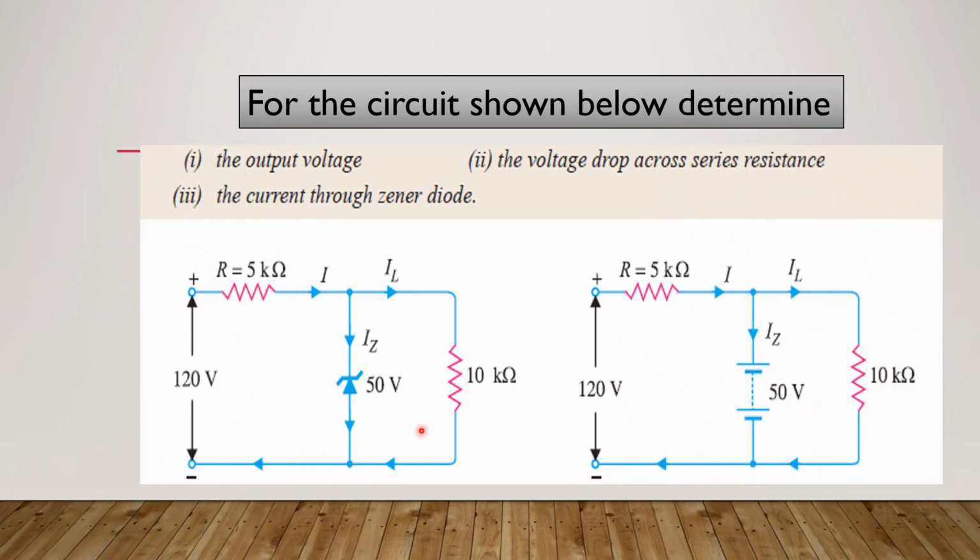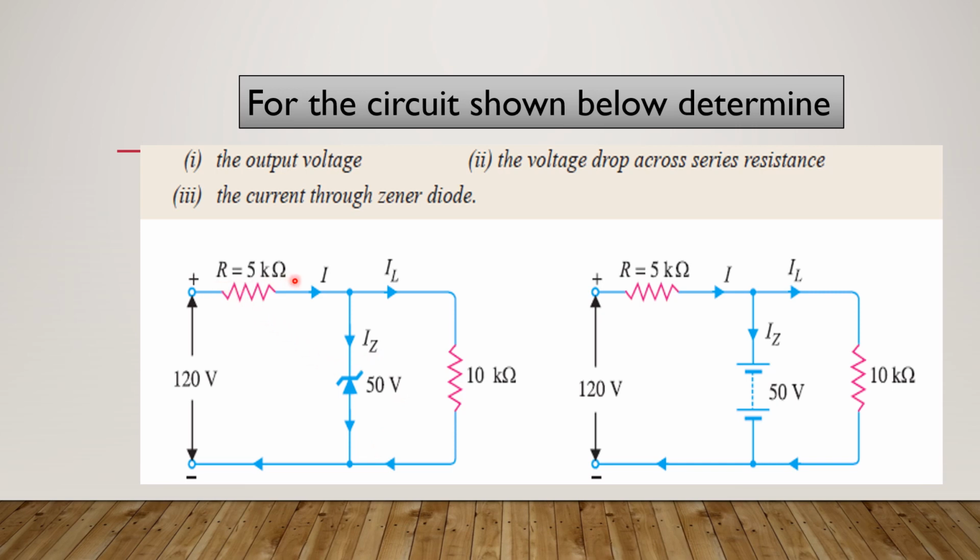Here you have the circuit with the Zener diode. For the circuit shown below, you have to determine the output voltage. Similarly, you have to find the voltage drop across the series resistance, and also the current through the Zener diode.